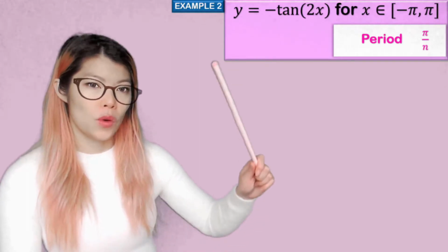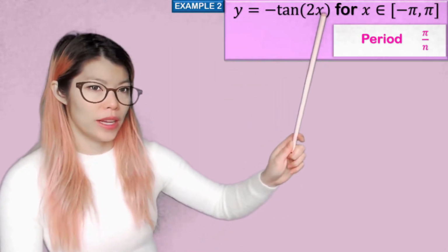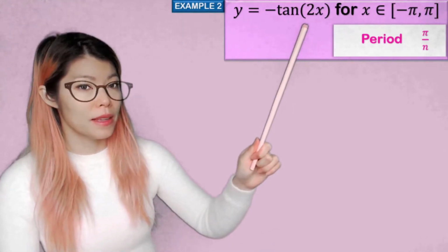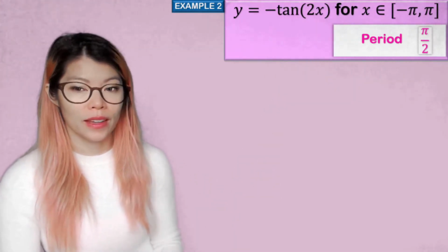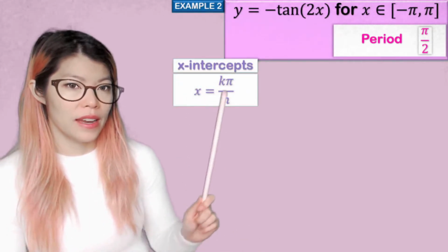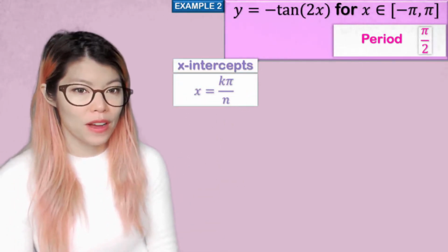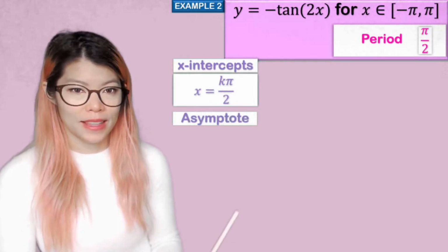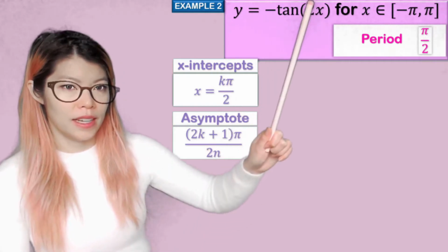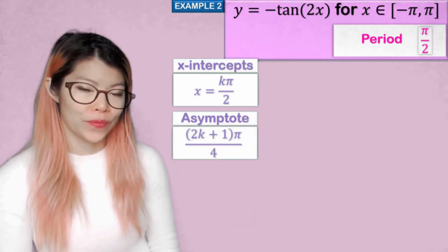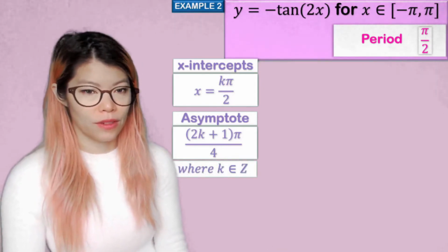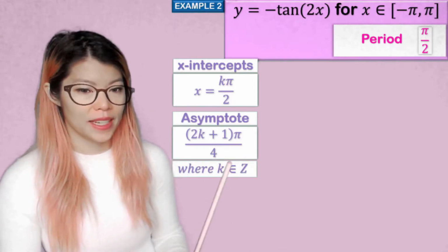Example 2. y equals negative tan 2x for x between negative pi and pi. So the period this time is pi over 2. And the x-intercepts are k pi over n, or in other words, k pi over 2. And the asymptote is (2k plus 1) pi over 2n, and 2n would mean 4, 2 times 2 is 4, where k is an element of the integers.